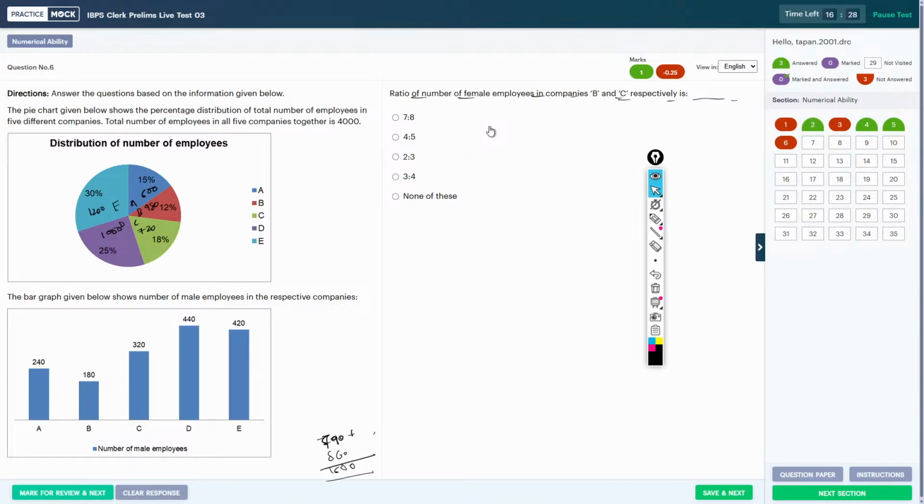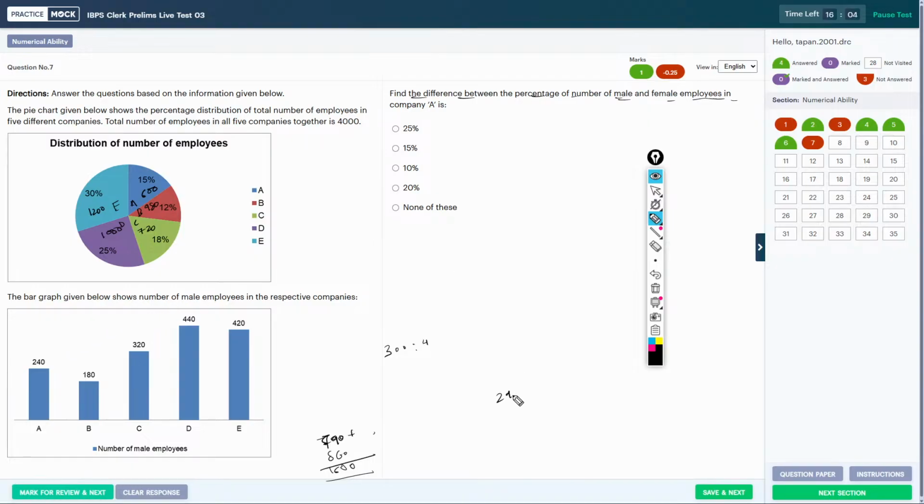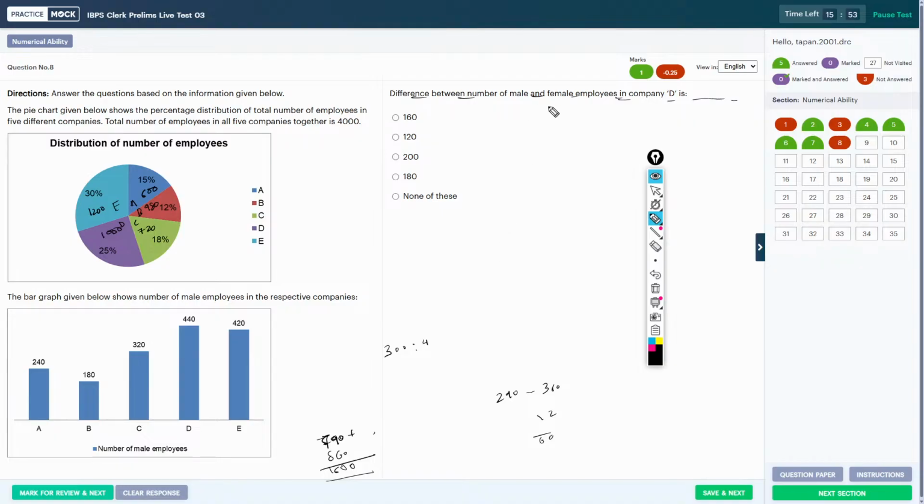The ratio of number of female employees in B and C respectively. Female in B is 300, and in C is going to be 400. So 3:4. Give the difference between the percentage number of males and female employees in A. In A, it's going to be 240 and 360. So 120 upon 600, it's going to be 20%. Difference between the male and female employees in D. So in D, it's 720 and 440. So the difference is 160.